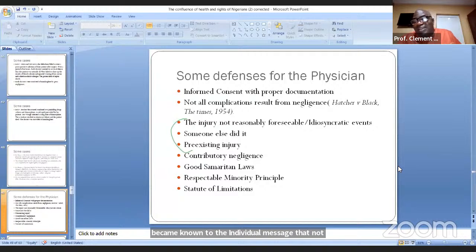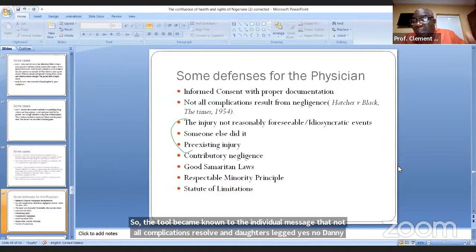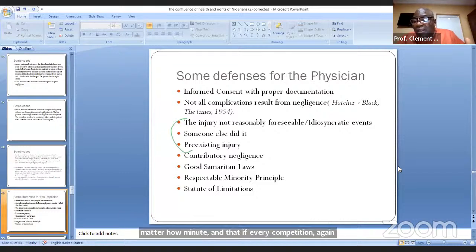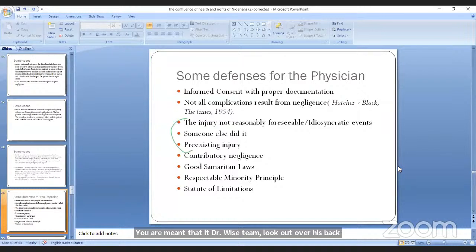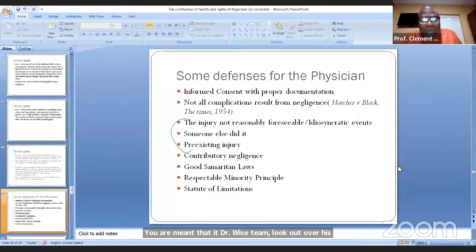Lord Denning said there are some complications naturally associated with procedures, no matter how minute, and that if every complication were to be taken to be negligence, it would have meant that a doctor, whatever he would do, would be looking over his back to see if somebody is going to stab his professional body with a knife.